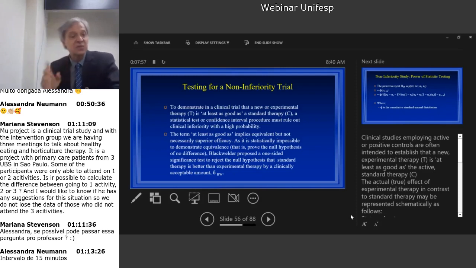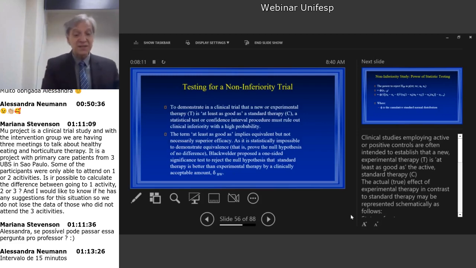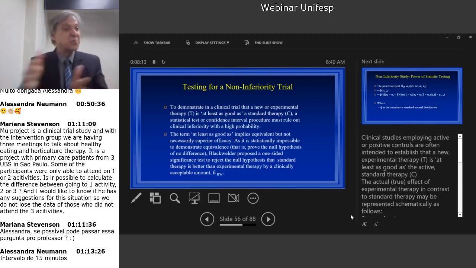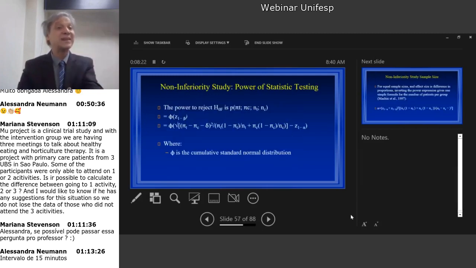A one-sided test, okay? A one-sided test to reject the null hypothesis that the standard therapy is better than the experimental therapy. You're rejecting the hypothesis that the experimental is worse. You see that? So don't get too confused. Read carefully, because it takes a whole lecture on that. And the mathematics to create this formula for non-inferiority is mind-boggling. Even though it's very similar to the other one, there are some details about it.